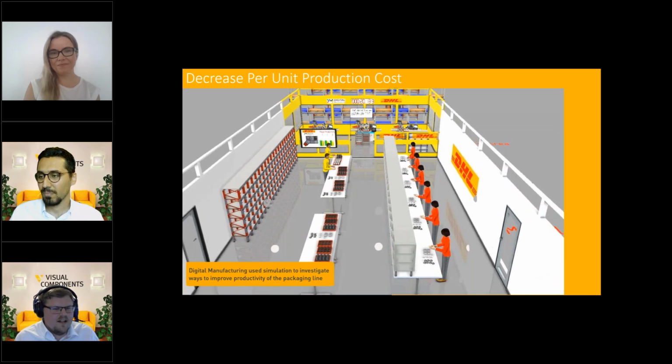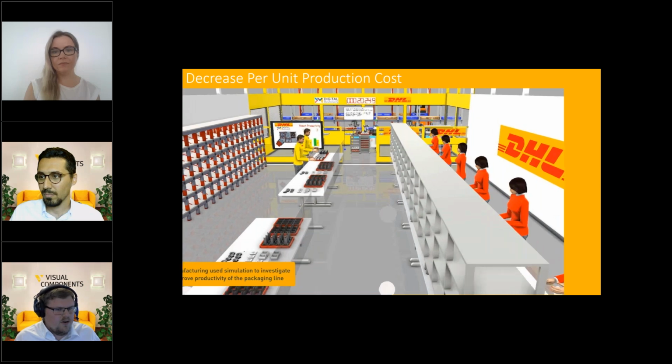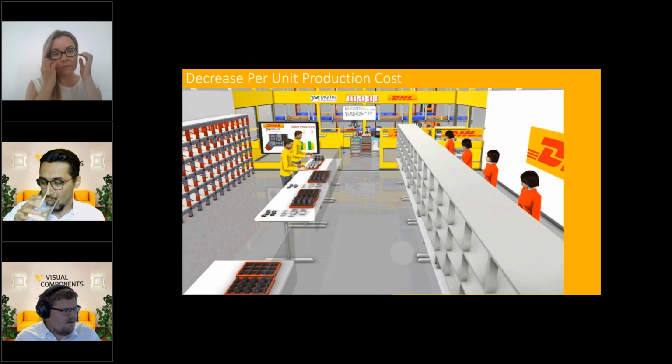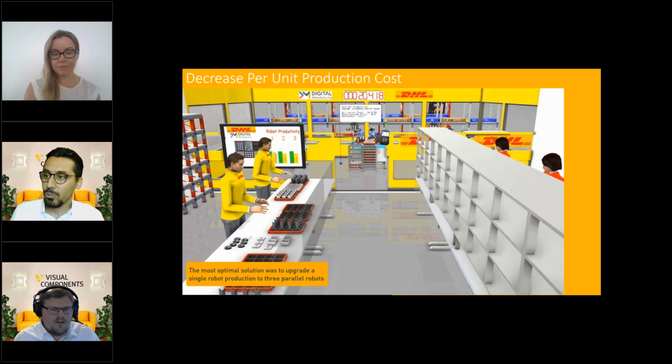And you also mentioned that they were able to decrease the footprint of the whole cell and also increase the performance of the cell at the same time. All true, thanks to simulation.